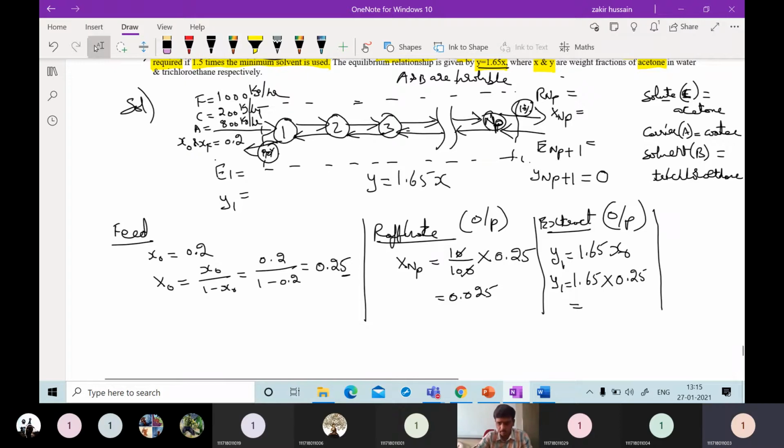Sir, x naught is equal to 0.2, na? Yes, x naught is equal to 0.2 in weight fraction. So weight ratios we have to consider, na? Mass ratio.